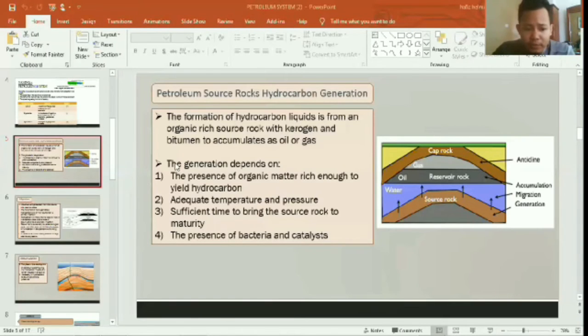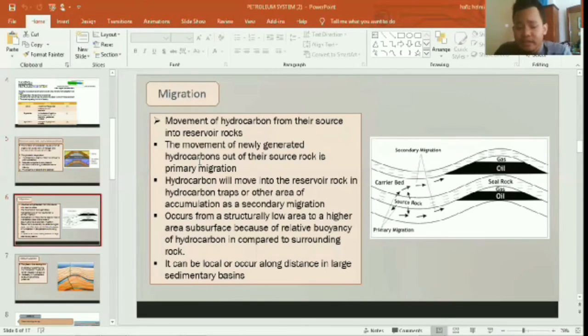Okay, next I would like to talk about migration. Migration is the movement of hydrocarbon from the source rock into the reservoir rocks. This migration has two types, which is primary migration. Primary migration is the movement of newly generated hydrocarbon out of their source rocks. Next is the secondary migration. Secondary migration is the movement from the reservoir rocks into the hydrocarbon trap or the area of accumulation.